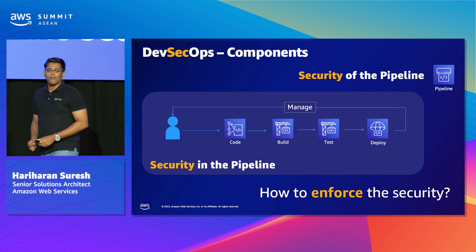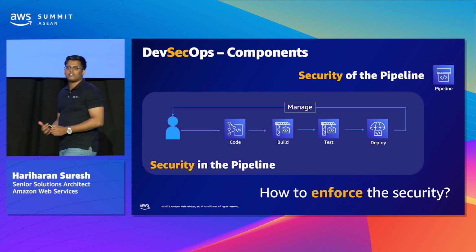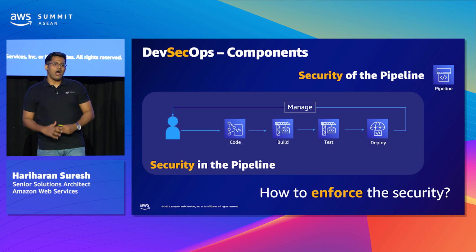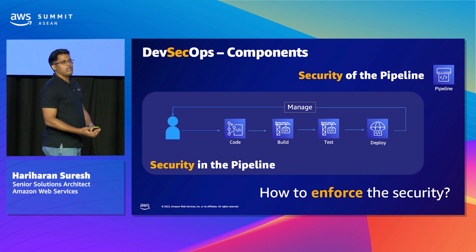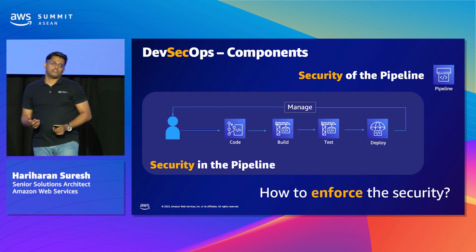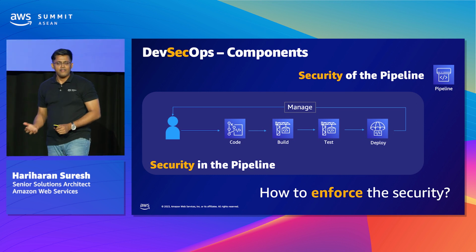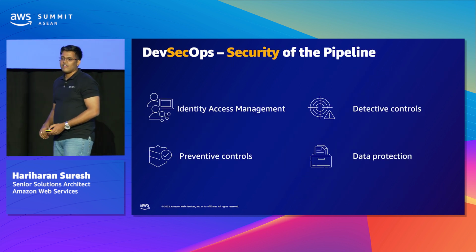Let's talk about components of DevSecOps. We spoke about DevSecOps processes, practices, and different application patterns. But how to enforce DevSecOps? We are talking about the processes here. So we have to enforce DevSecOps in 2 stages. First is security of the pipeline. The second stage is going to be security in the pipeline.